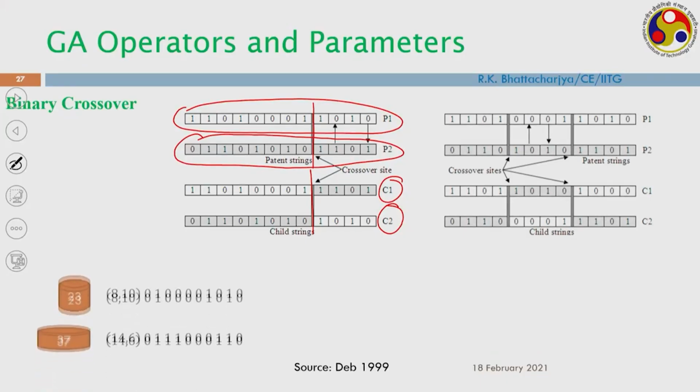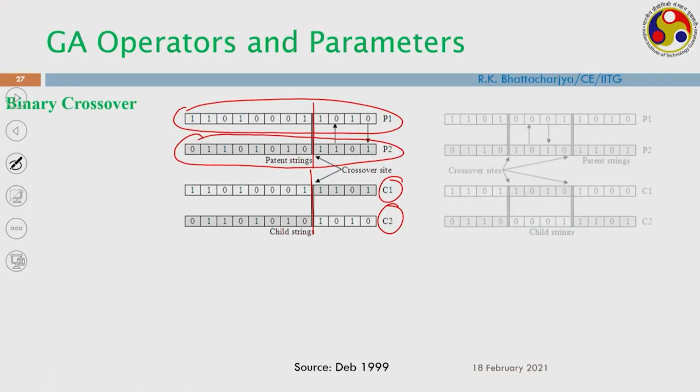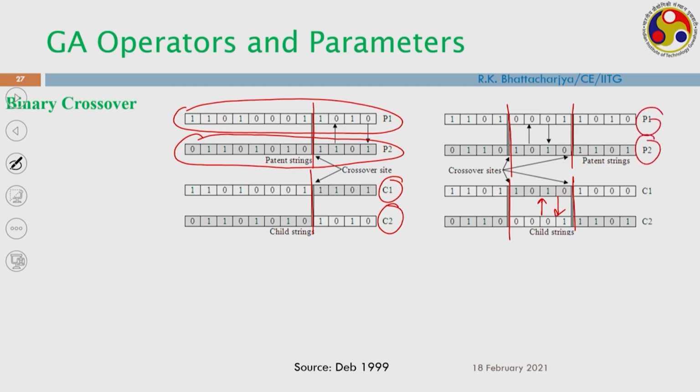Just take a look at an example. Sometimes we also take two crossover sites. So, in this case this is one site and this is another site, and then exchange of gene information happens. Okay. So, from these two parents, parent 1 and parent 2, you are getting two solutions, that is C1 and C2.